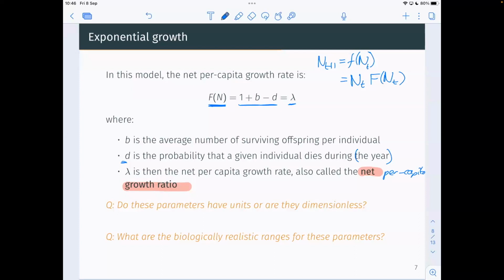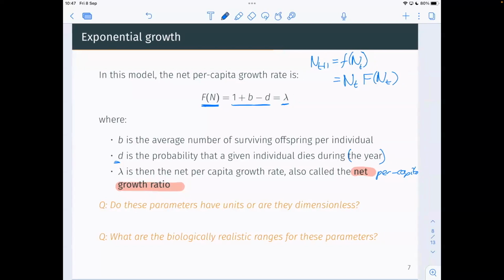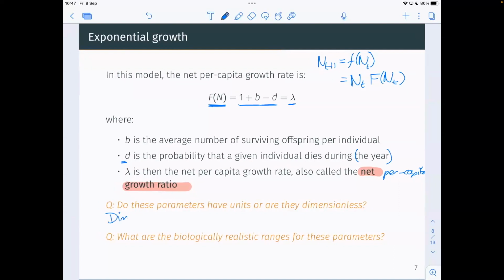Okay, so these parameters that we've introduced, this B, this D, and this lambda, do they have units or are they dimensionless? Can I have a show of hands of who thinks they have units? Who thinks they're dimensionless? And who's not sure? That's fine. So they are in fact dimensionless. And the reason being that B is just a number and D is a probability.